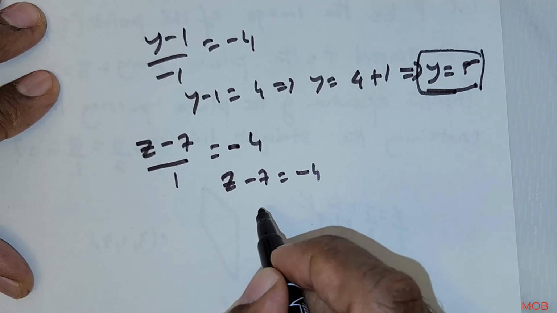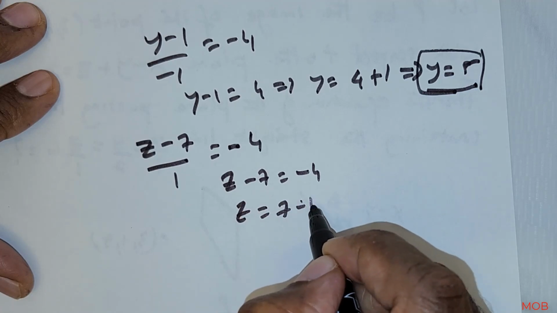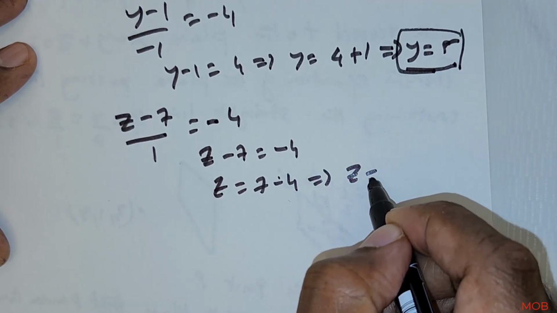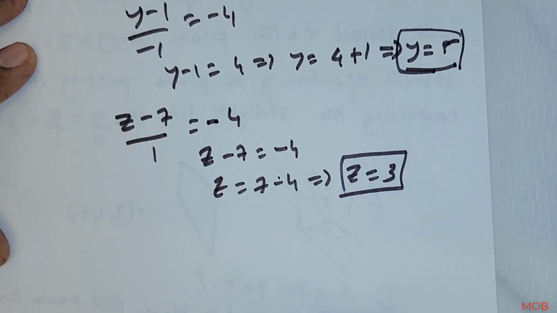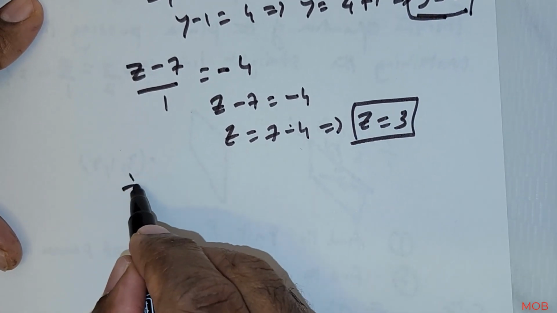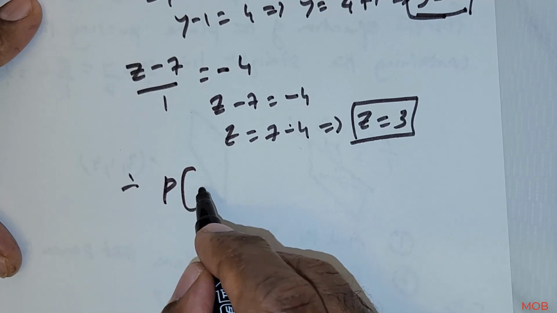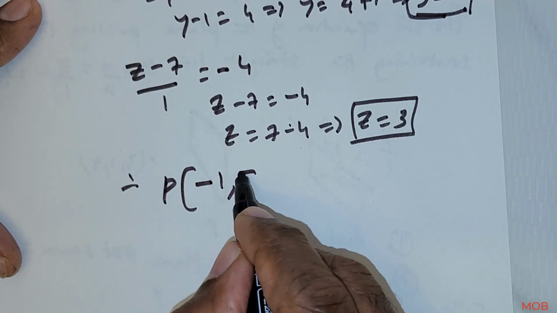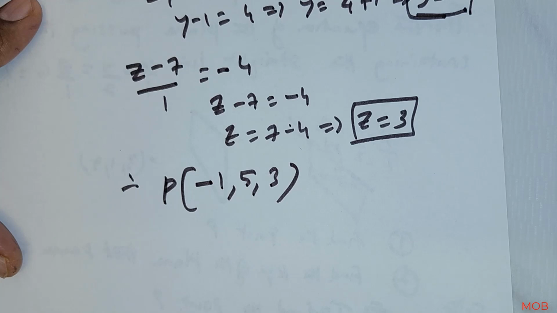Z minus 7 is negative 4. Z is equal to 7 minus 4, which means z is equal to 3. That's the third coordinate. So therefore the point P is going to be (-1, 5, 3).